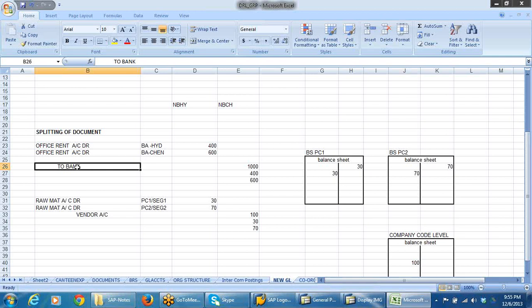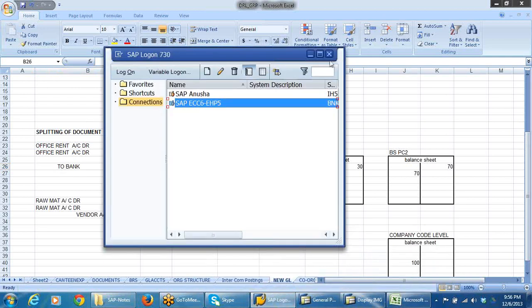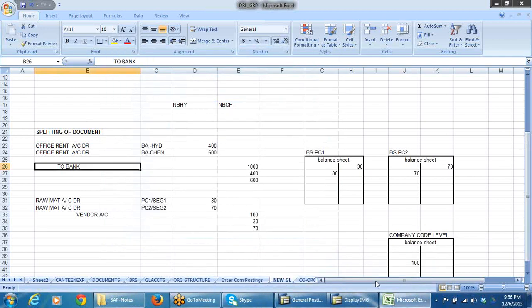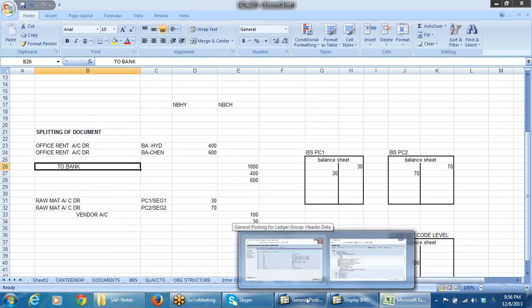When you are posting through the other modules, you cannot post manually like this. Here I have taken business area, but in real scenarios generally we take profit center accounting. I want the document split profit center wise. By default I want the system to split the document by profit center. If you want to read about document splitting, I'll send you a document on document splitting and parallel ledgers. Let me check if it is today or tomorrow, I'll send it.